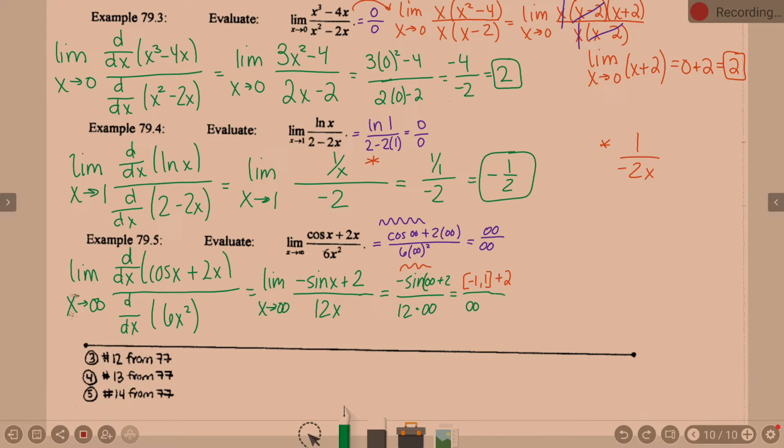It's not that you even have to write this all down, but I'm trying to help you visualize it. So on top, if it's oscillating between -1 and 1, and then you add 2 to that, it really ends up oscillating between 1 and 3. And so some value between 1 and 3 divided by an ever increasingly larger number. Zero. Some very small number or some stationary number divided by infinity is represented as 0.